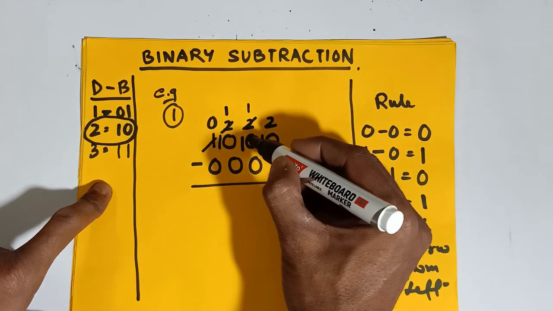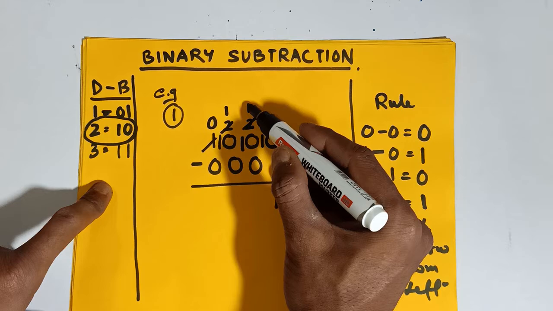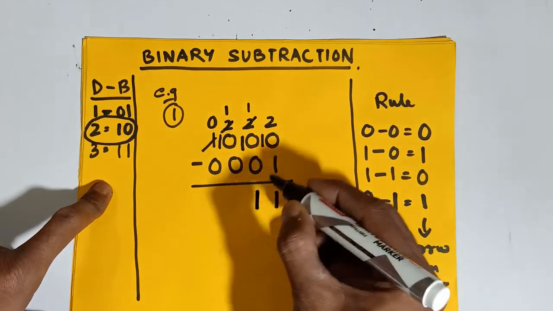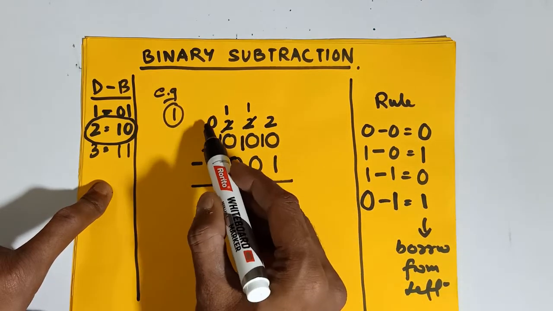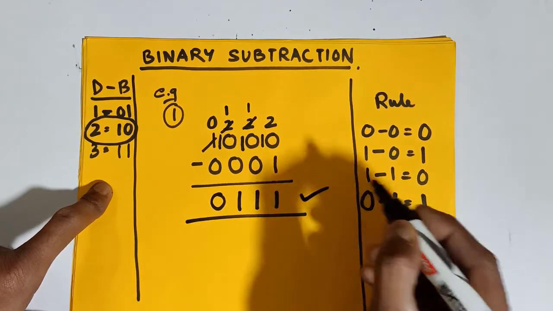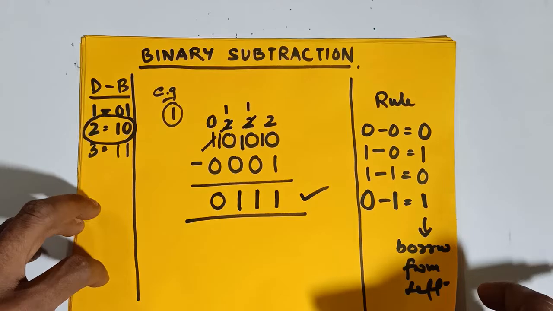Now here, after giving 1 to him, he becomes 1. So 1 minus 0 is equal to 1. Again 1 minus 0 is equal to 1. And here 0 minus 0 is equal to 0. So it's simple. This is the answer. So let's go to a second example.